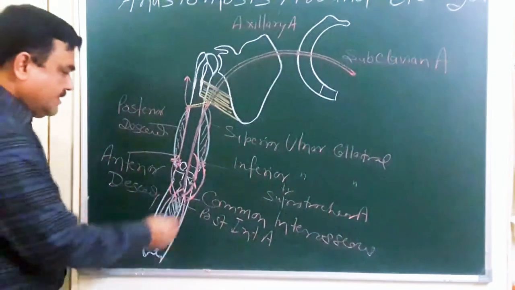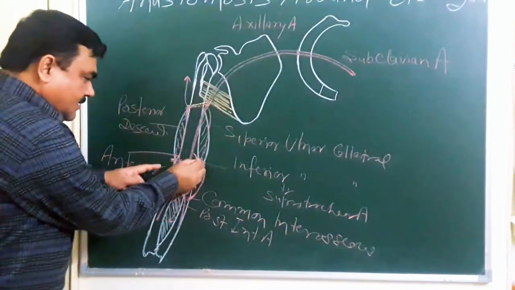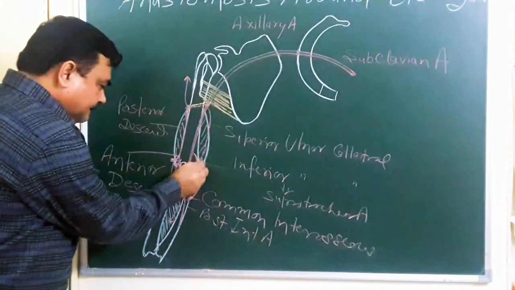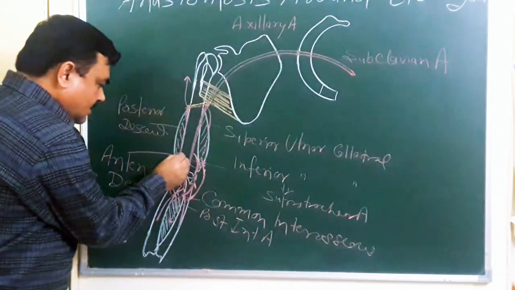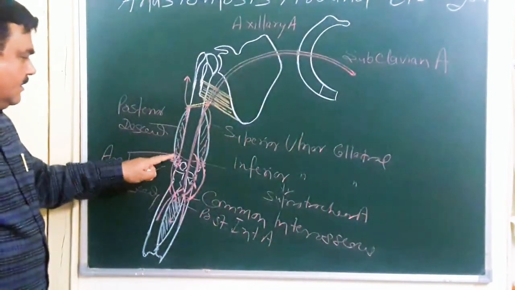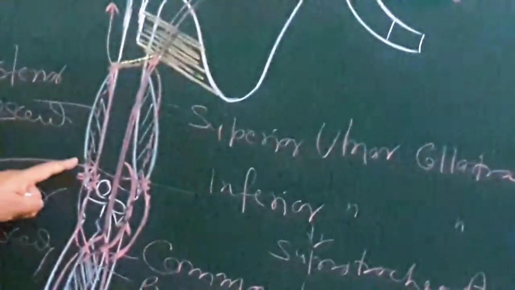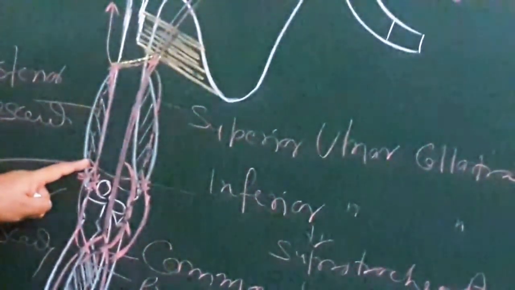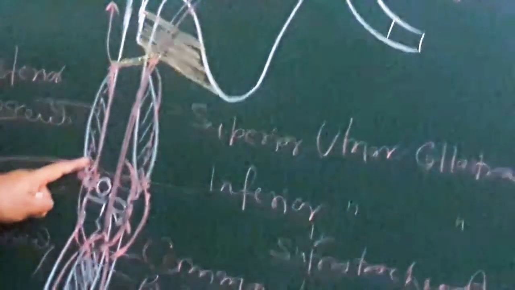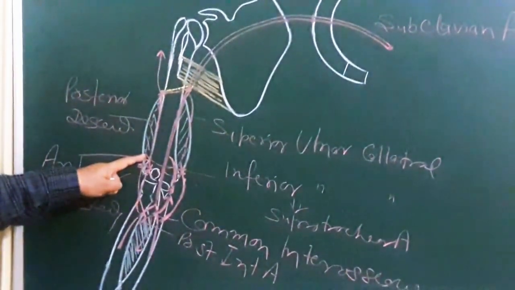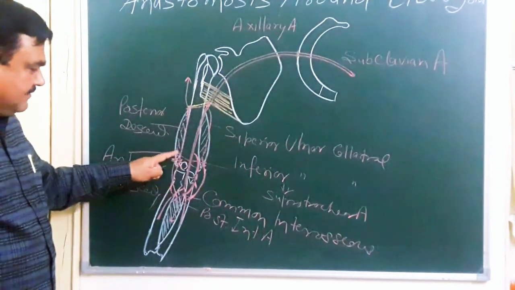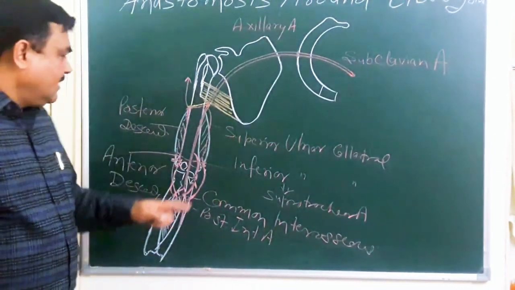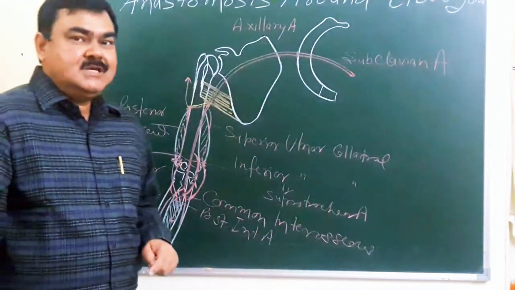Sometimes this supratrochlear artery anastomoses with the posterior descending branch. It passes behind. This is known as the olecranon anastomosis. So medially, laterally and posteriorly, sometimes this anastomosis is also present. So this is all about the anastomosis around the elbow joint.